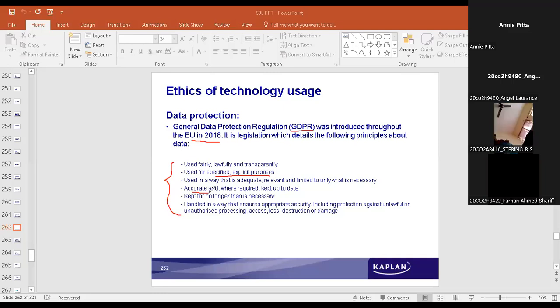Data should be handled in a way that ensures appropriate security, including protection against unlawful or unauthorized processing, access, loss, destruction, or damage. Use it in a proper way so that there is no misuse of the data. So appropriately it is being used.